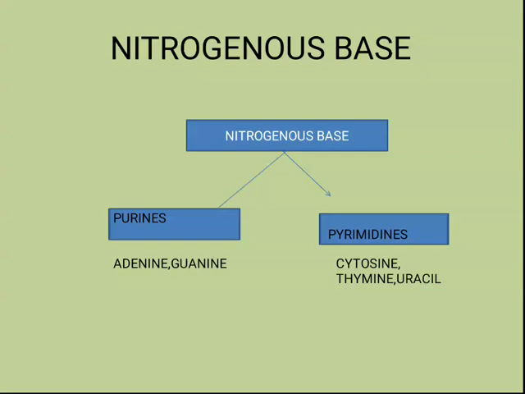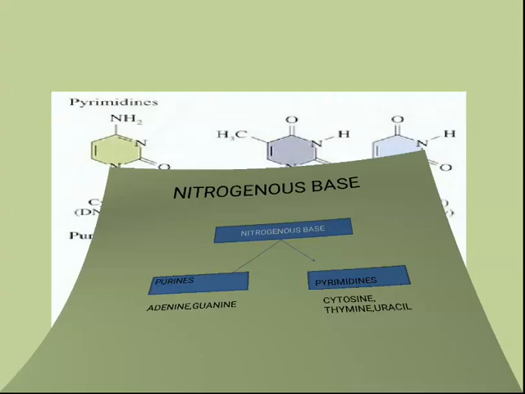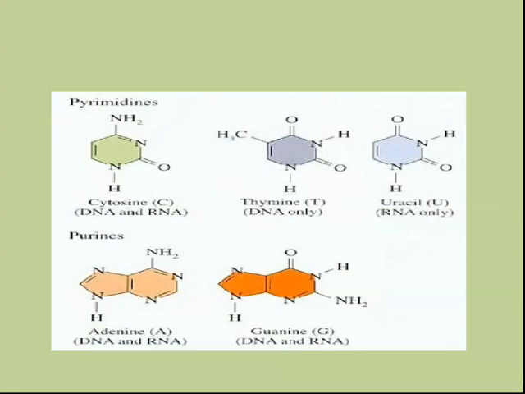There is a basic difference between purines and pyrimidines. All purines are bicyclic compounds, whereas pyrimidines are monocyclic, but both are heterocyclic molecules. Heterocyclic means other than carbon, there will be nitrogen or oxygen also.